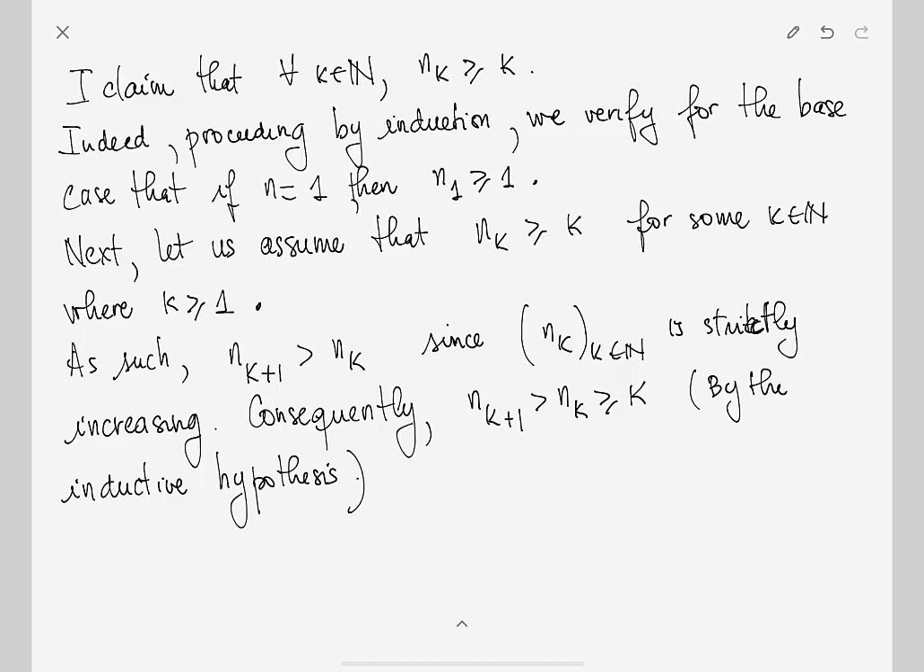So, since n sub k plus 1 is strictly bigger than k, then n sub k plus 1 has to be at least k plus 1. Okay, so that gives us exactly the result that we want. We have thus proved that for any natural number k, if you're given an increasing sequence of natural numbers nk, then the kth term of that sequence has to be at least k.